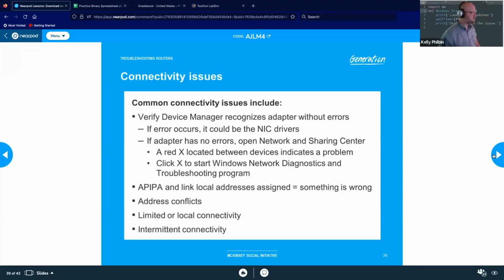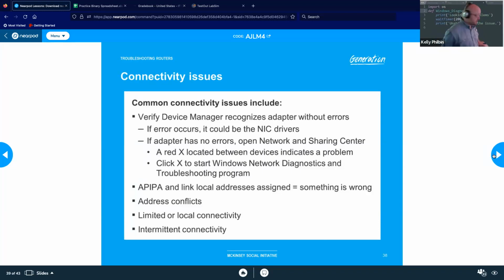All right. We just talked about a lot of these. APIPA address. One thing to do also, go in your device manager, make sure it recognizes your network adapter without any errors. Could be the drivers. If you're receiving errors, you can go ahead and update your drivers. If you just downloaded an update and it doesn't work, you can roll it back to a previous one.